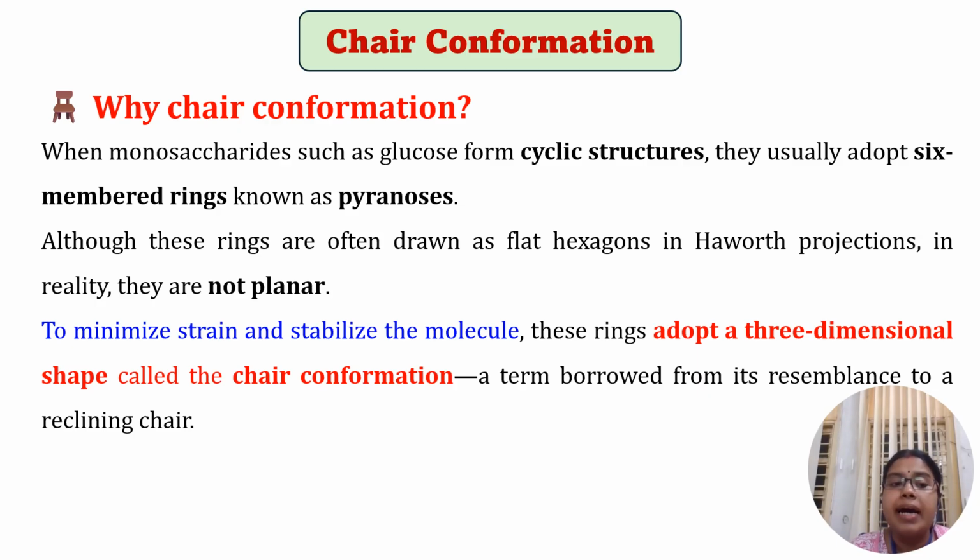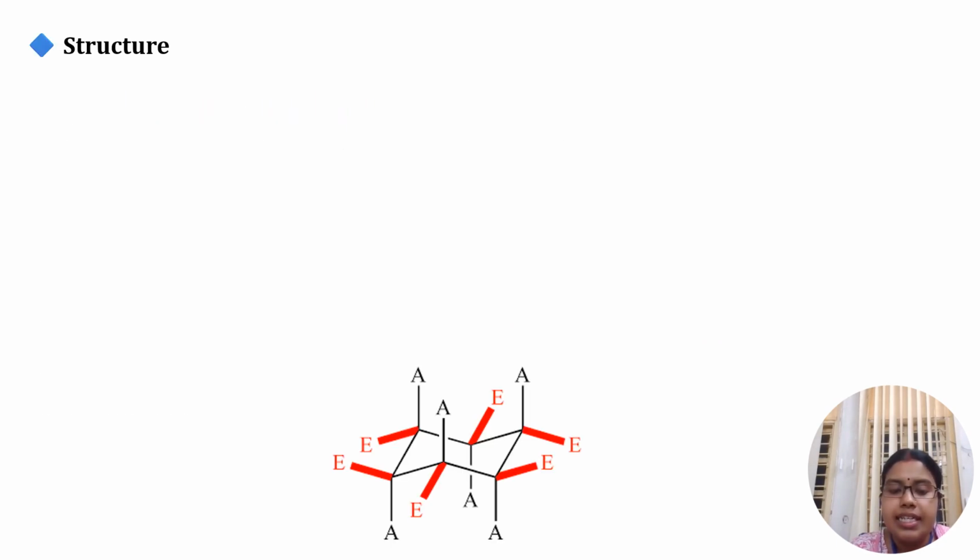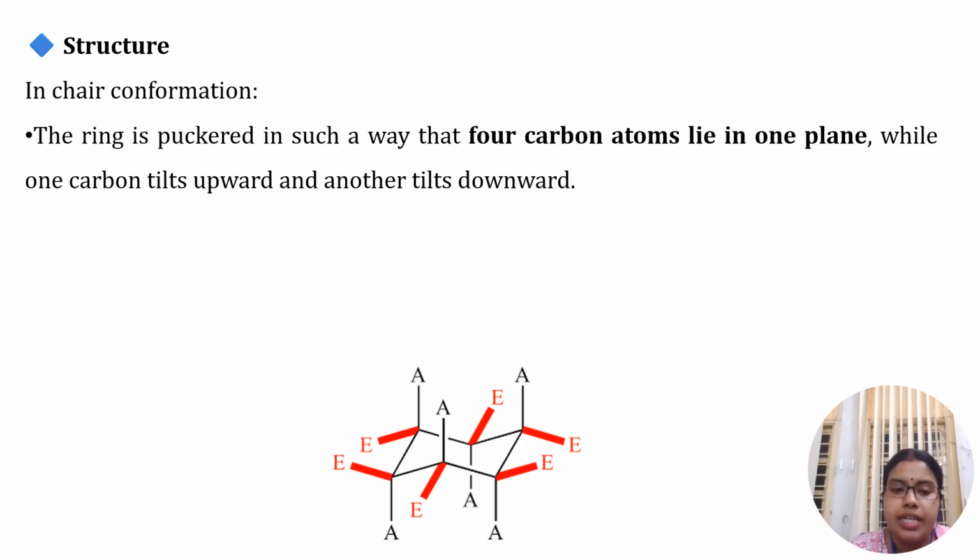Although these rings are often drawn as a flat hexagon, that is 2D, in reality they are not planar. They represent a 3D structure, and this 3D structure we can generate in the chair conformation. The shape is like a chair, that's why it is known as a chair conformation. What about the structure? This is the chair conformation structure.